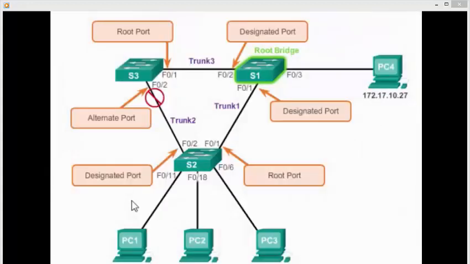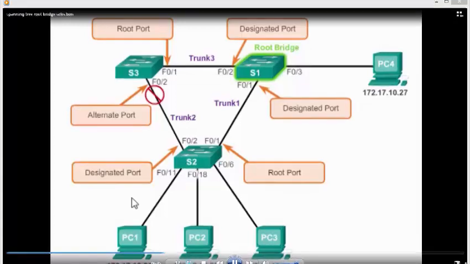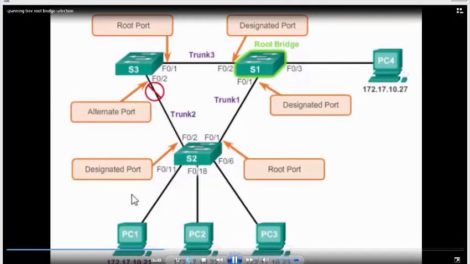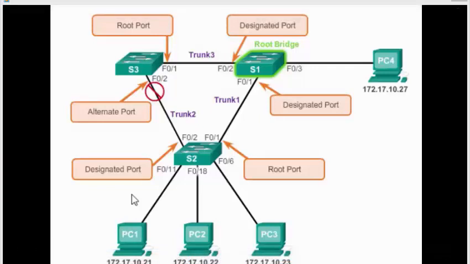Now, how does STP select a root bridge and block other ports? The root bridge is selected through an election process. All switches that are participating in STP exchange BPDU frames to determine which switch has the lowest bridge ID, or BID, on the network. The switch with the lowest BID automatically becomes the root bridge for the STP calculation. Now let's discuss a little more detail about BID and BPDU.